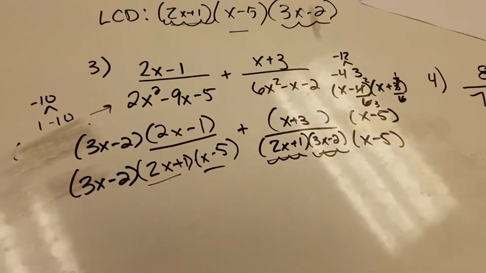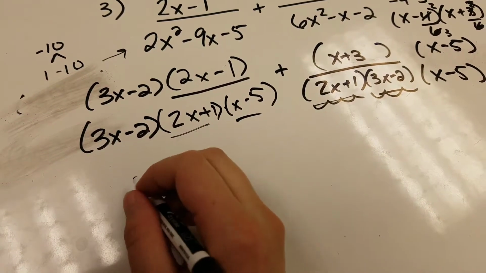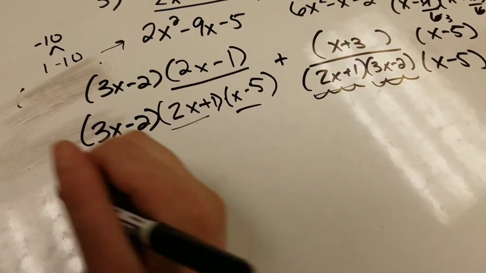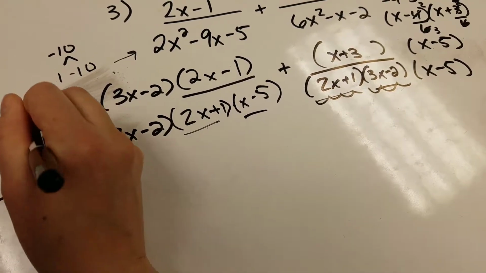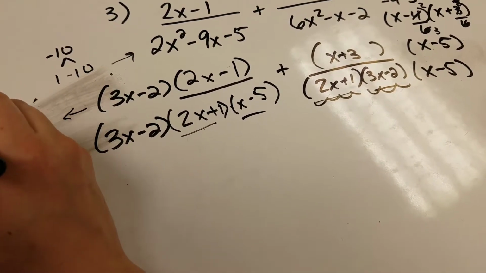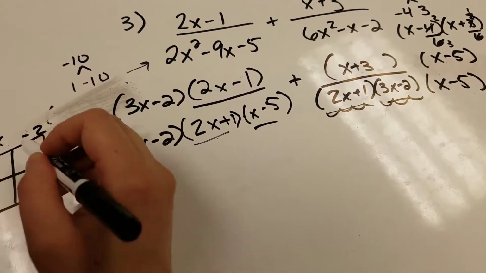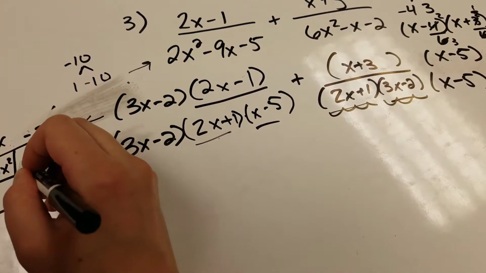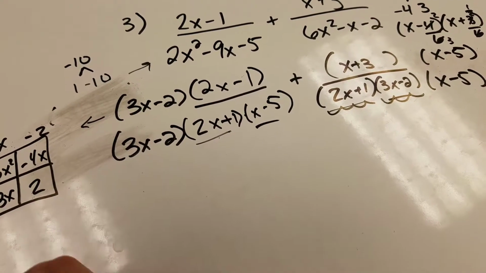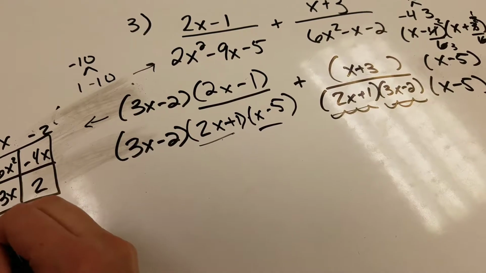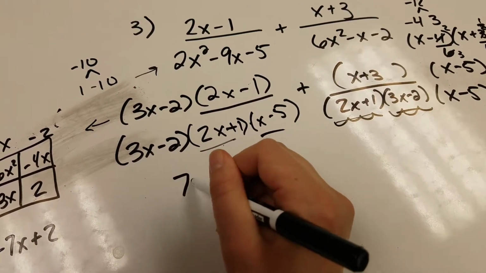Okay, so this one's a little bit longer because we have to FOIL. You can do that in a couple different ways. I'm just going to do it on the side. So we can do our Punnett square. So we'd have 6x squared, negative 4x, negative 3x, and positive 2. Combine our like terms. That's going to give us 6x squared minus 7x plus 2 to be on the top.